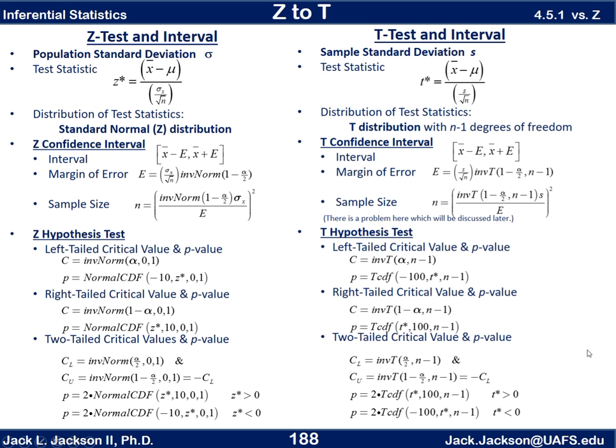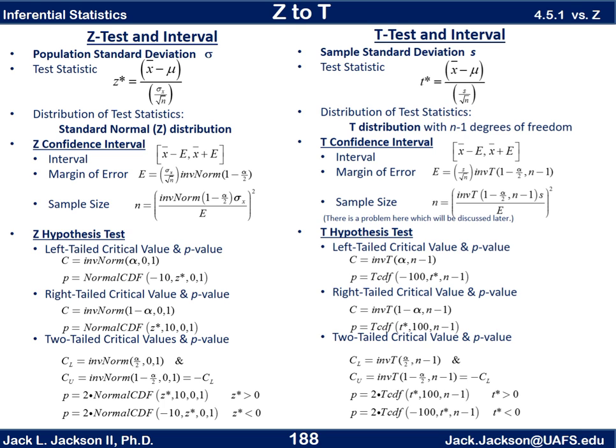Now this slide is very busy. It's got lots of formulas and things on here, but it summarizes all of this together in a very easy to follow correspondence. So on the left side we have the z-test and z-interval. On the right side we have the t-test and t-interval. The left side reviews all the formulas that we came up with in our previous sets of videos about z-test and z-interval, and on the right side you see how you change those formulas.